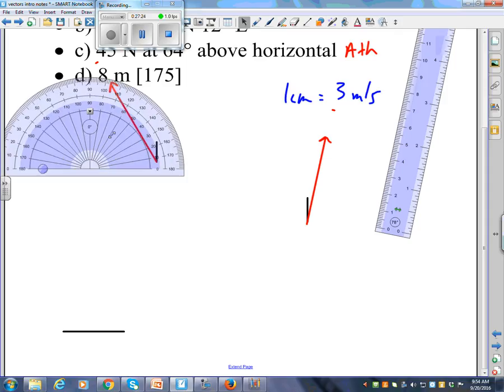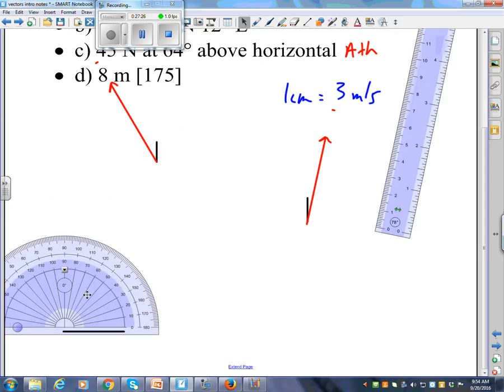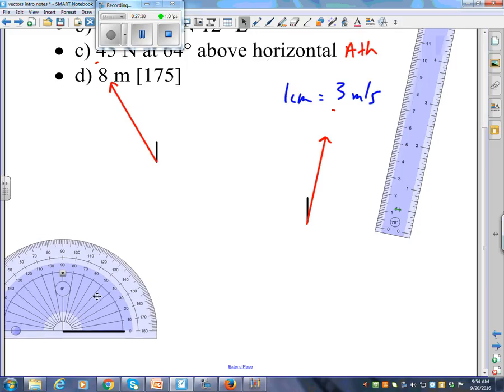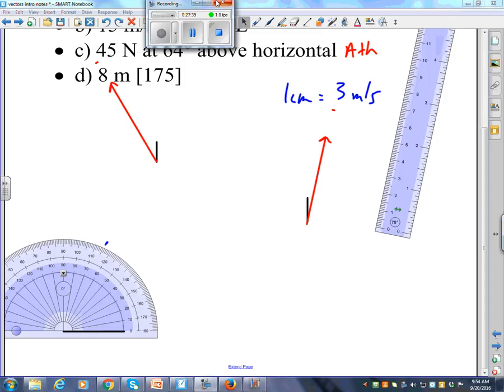Okay, so then you don't have to draw north? No, because you're drawing horizontal. It doesn't matter which way. So it could either be that way at 64, like so, and then we got 45 newtons, so we need a scale like 1 centimeter equals, we'll say 10 newtons, so I got to go 4.5.